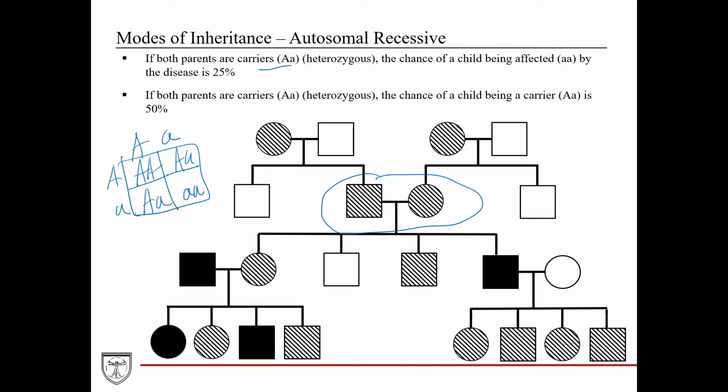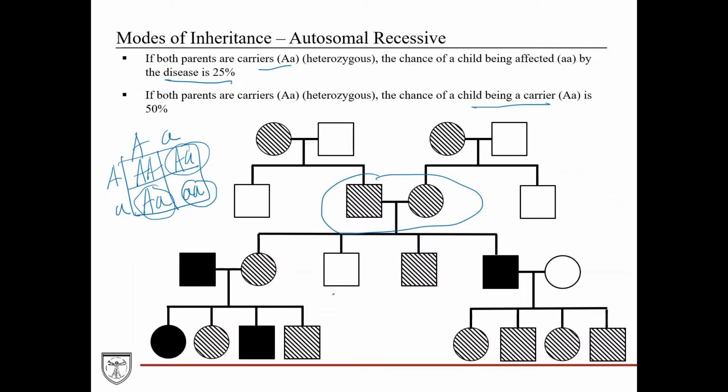And then as you can see here, 25% will be normal because they'll have 2 copies of the dominant allele. And then 25% will be affected because they'll have 2 copies of the recessive allele. And we say that here. So 25% or 1/4 of the children will be affected. And then as well, the chance of being a carrier is 50%. So you can see that here and here. And so you can see that in the breakdown of the 4 children that this couple had.